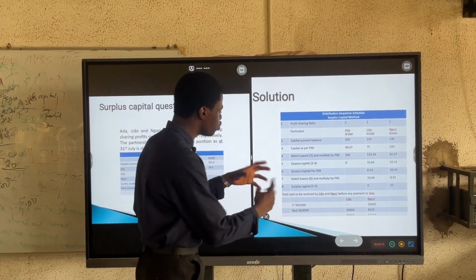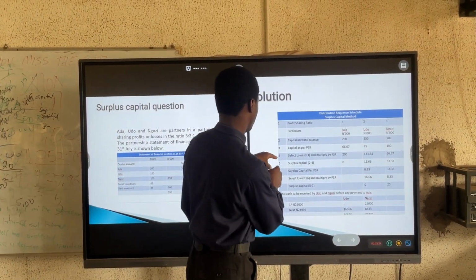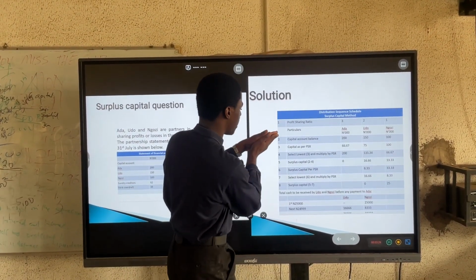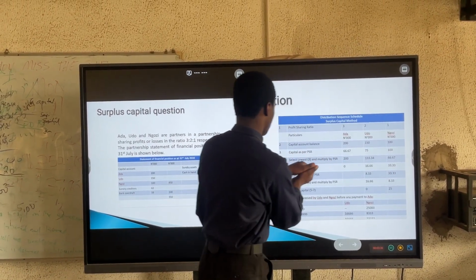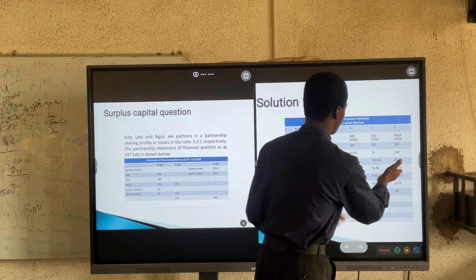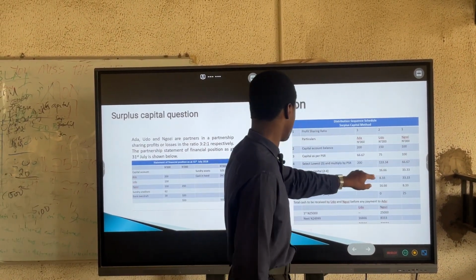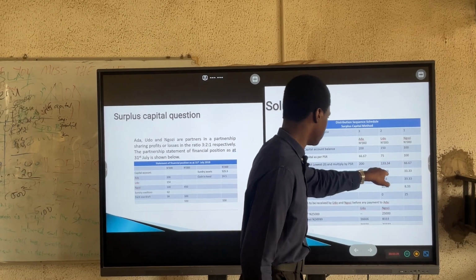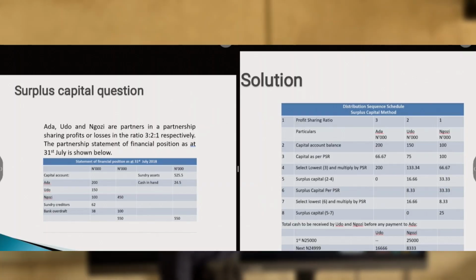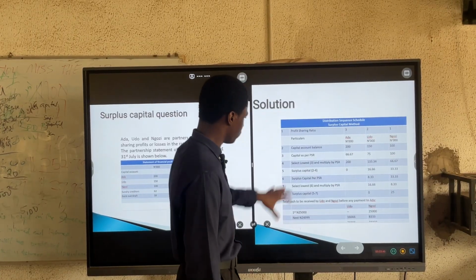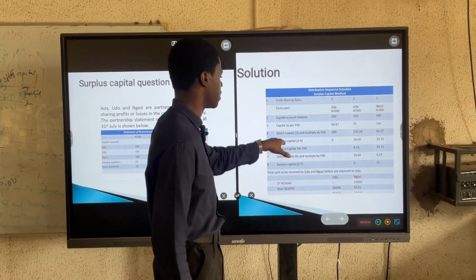So how do you get the surplus capital now? You're simply going to do 2 minus 4. So meaning the previous capital balance minus this new capital here based on the PSR, you're going to get the surplus capital. So 150 minus 133.34 will give you this. 100 minus 66.67 will give you 33.3. If you do 200 minus 200, you get 0. So for the profit sharing ratio of 3, we have 0 surplus capital.